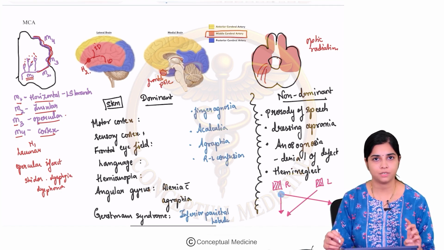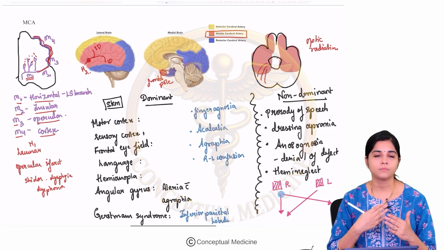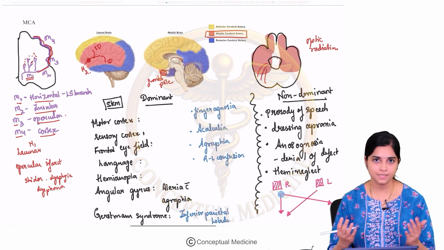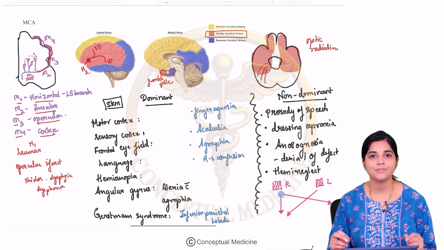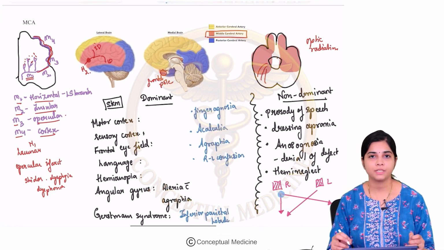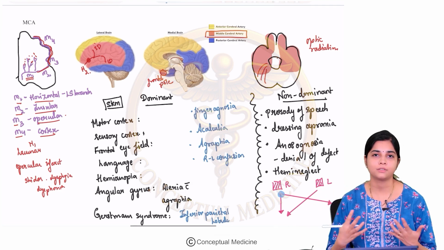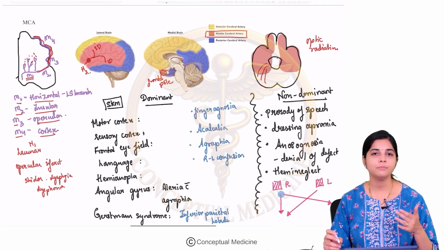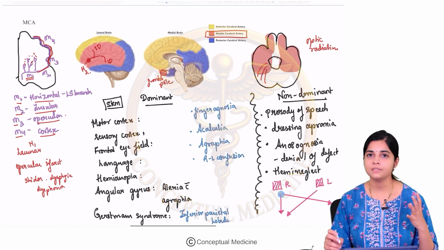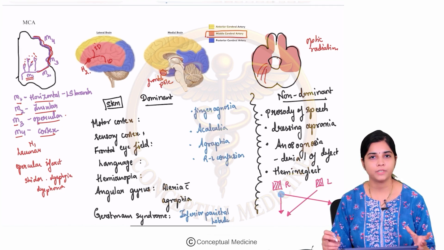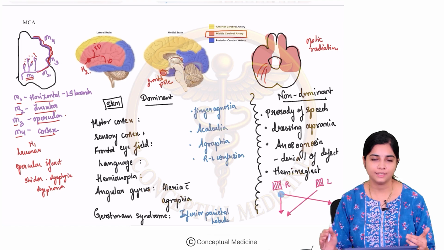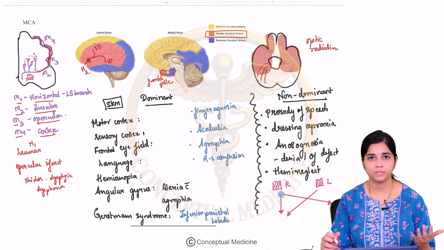So, M2 stem occlusion. Then we will look at the superior division and inferior division symptoms separately. The symptoms of an MCA infarct have to be classified based on whether the dominant cortex is affected or the non-dominant cortex is affected. So, what do you mean by dominance? Dominance means, in simple terms, you will already be aware a right-handed individual has a left dominant cortex.